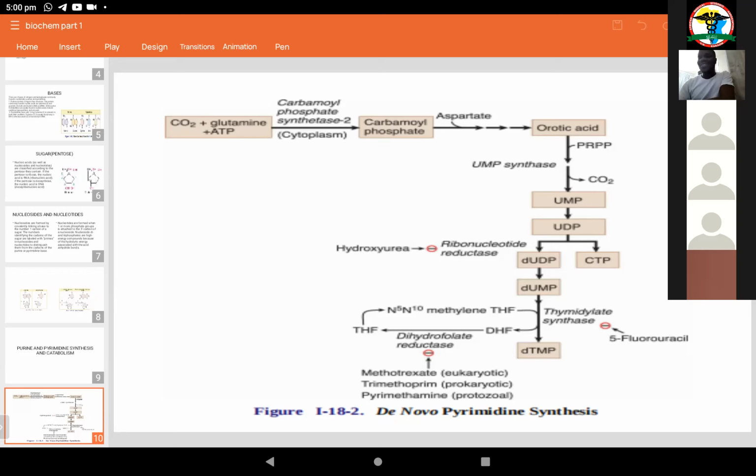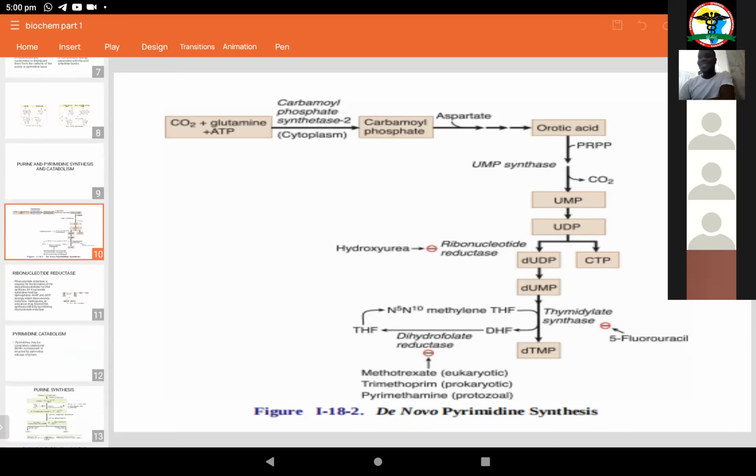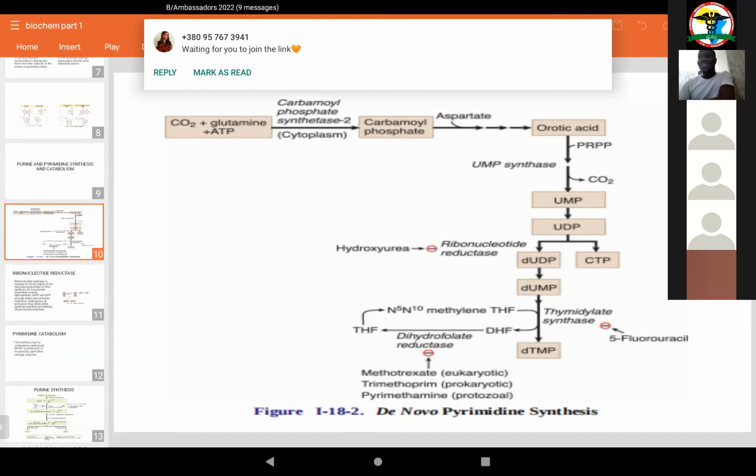But the most important step you have to know is that the conversion of dihydrofolate to tetrahydrofolate is catalyzed by dihydrofolate reductase, just by the name. How to know the names of enzymes, I'm going to teach you soon, so don't worry about that. The drug you must know that is very important is methotrexate. Trimethoprim and pyrimethamine are antibiotics or antiprotozoals, so we use them in microbiology. But the whole idea is the same.